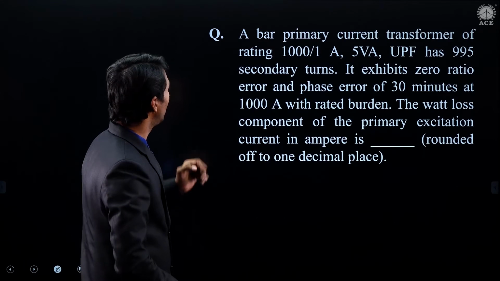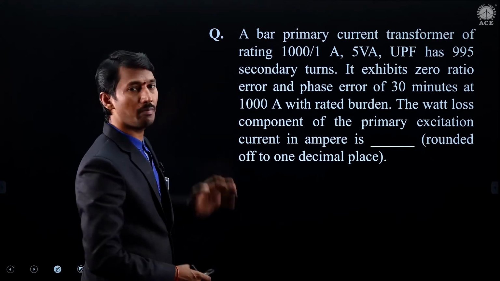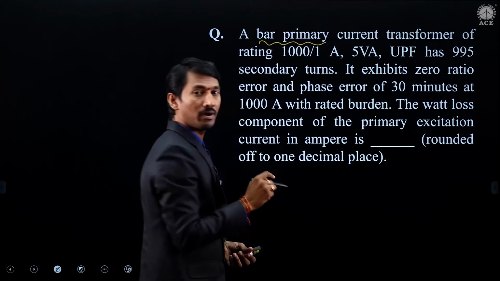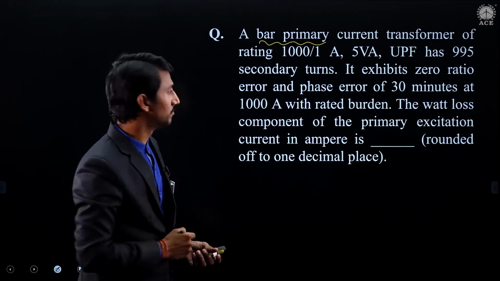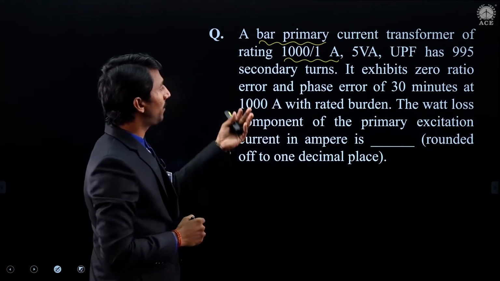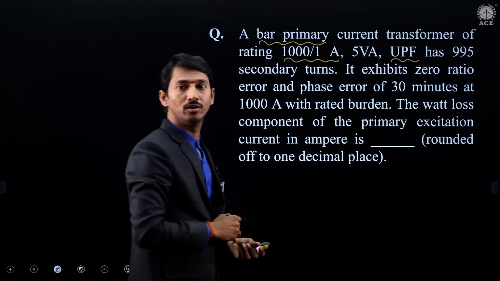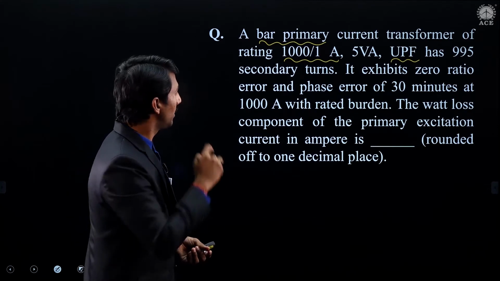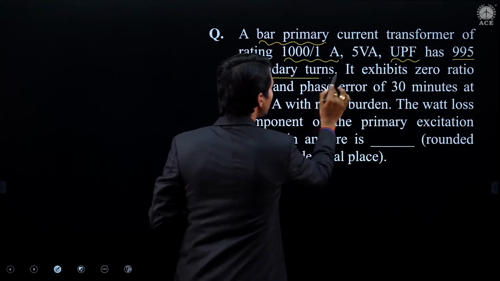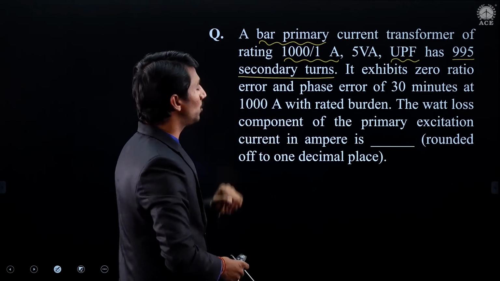The next question for measurements is related to the current transformer, CT. Let us see the question. A bar primary current transformer of rating 1000 by 1 ampere. First of all, bar primary means the number of turns in the primary is 1, and the rating is 1000 by 1 ampere, 5 volt ampere, and be clear, UPF load is given. Okay. 995 secondary turns. How many turns? 995.